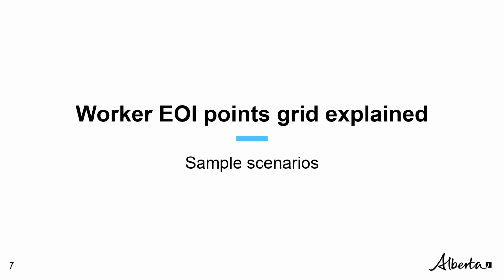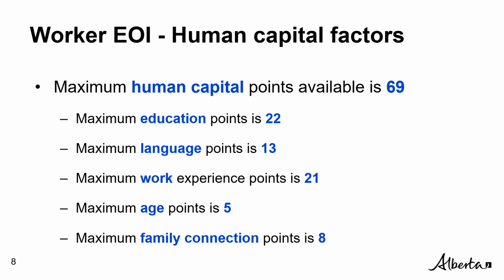Now, let's talk in more detail about Alberta's points grid, and then we will look at a few sample scenarios. The worker expression of interest is broken into 2 main categories of factors and points. The first we will discuss are the human capital factors. What is human capital? Human capital may be broadly defined as the knowledge, skills, and other assets that people have grown or developed throughout their lives. The maximum number of points available from human capital factors is 69.